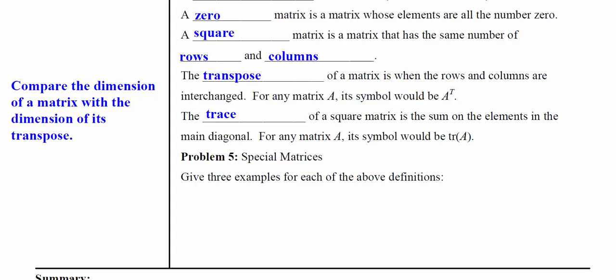The trace of a square matrix is the sum of the elements of the main diagonal. So this only works for square matrices. Again, a trace is not a type of matrix. A trace is something that we do to a square matrix. Now, a square matrix is a type of matrix. So if I have a square matrix, I can take everything in the main diagonal, add it up, and that would be the value of my trace.